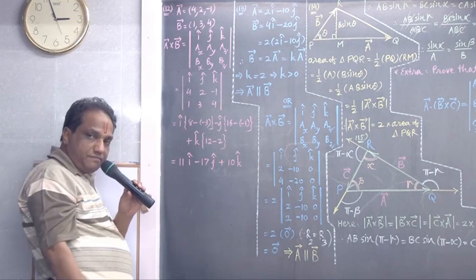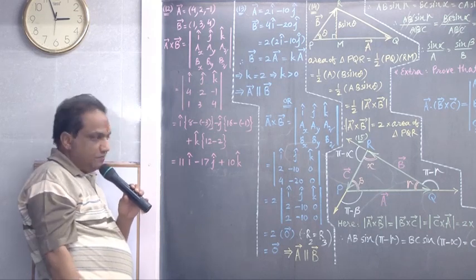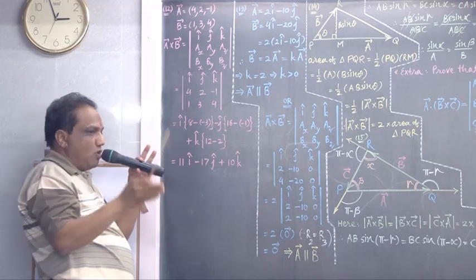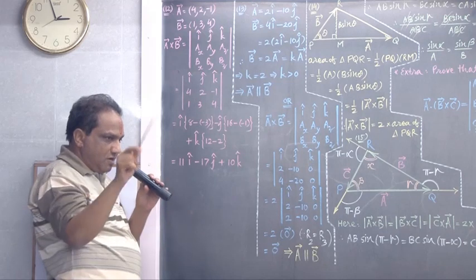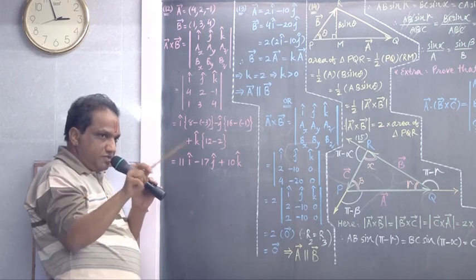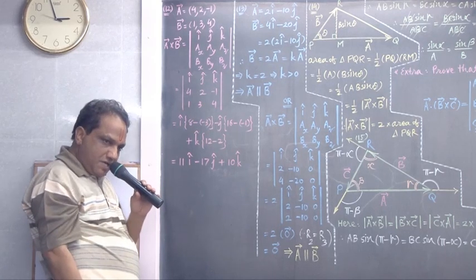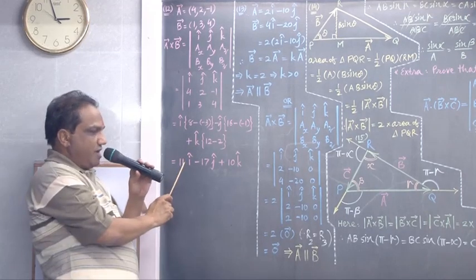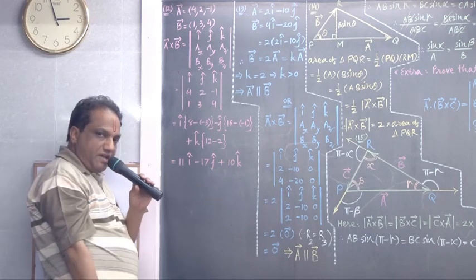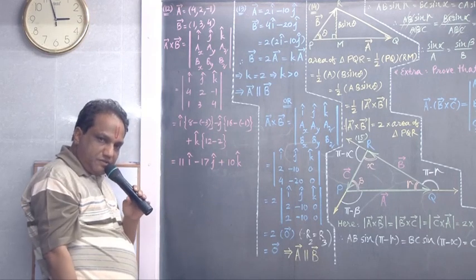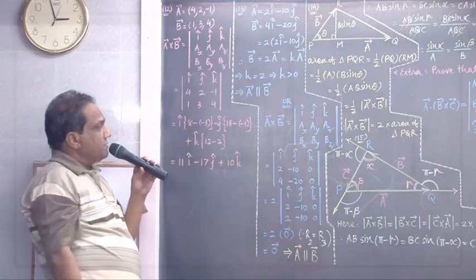But they may extend the question and ask for the magnitude of this vector. That is simple. The magnitude of vector A cross vector B is equal to the square root of the sum of squares of mutually perpendicular components. So it is the square root of the square of 11 plus the square of minus 17 plus the square of 10. Whatever answer you get. If they ask, can you do that? Yes. Fine. Read next.